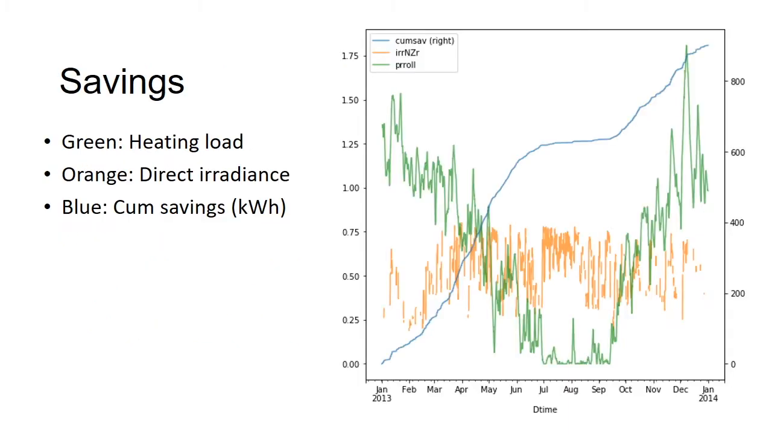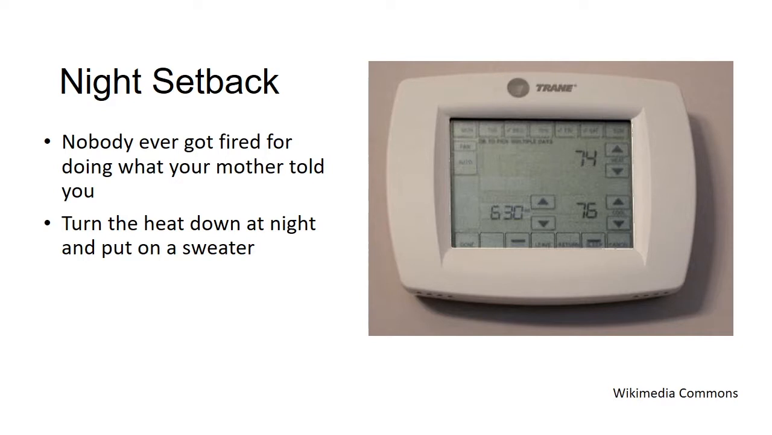With 3 square meters of collector area at this angle, I would save about 16% of my heating load, assuming minimal pipe losses. It's better to reduce demand than to optimize consumption, and night setback is the only measure I have that changes heating load.